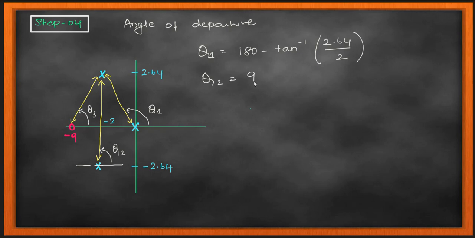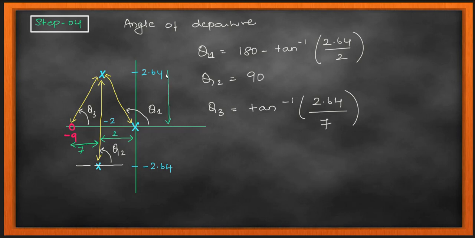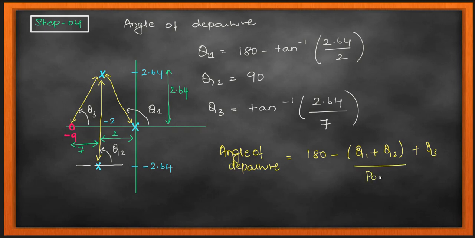Theta 1 is equal to 180 minus tan inverse of the vertical, which is 2.64, and the horizontal, which is 2. Theta 2 is 90 degrees, and theta 3 is tan inverse of the vertical 2.64 and the horizontal 7. So this is 7 and this is 2. The overall total length is 9. The scaling is totally off, so just don't get confused, but that is what it is. 7 appears shorter than 2, but that is wrong. I'm not very good at drawing these things, but hopefully the meaning is conveyed to you.